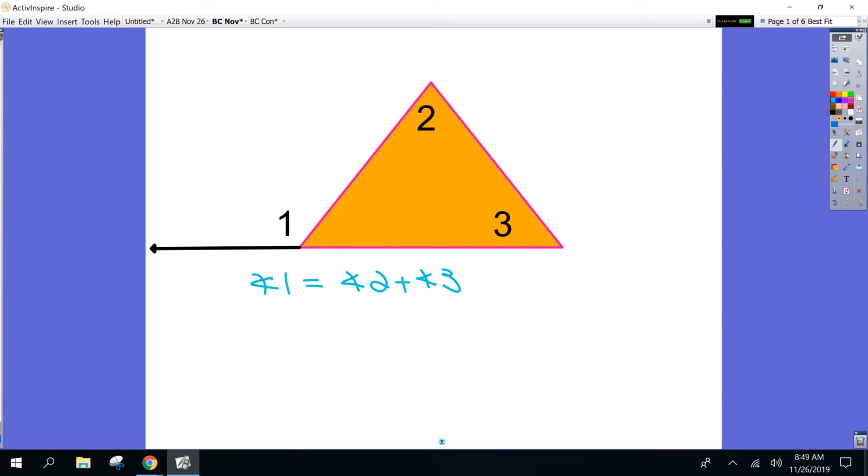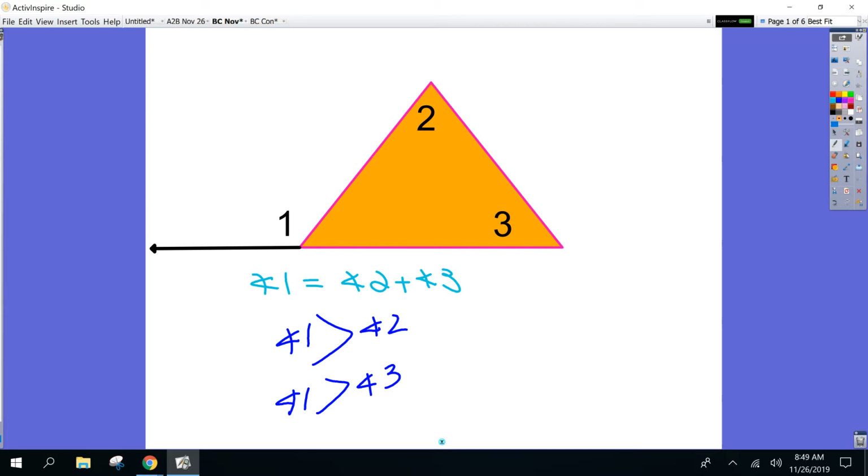If angle 1 can be found by taking angle 2 and adding angle 3 to it, shouldn't angle 1 be greater than angle 2 by itself? Does that make sense? And the same thing can be said, angle 1 could also be greater than angle 3 by itself. We're all in agreement there. All right, so that's the first theorem you're going to figure out today, which is already in your notes.